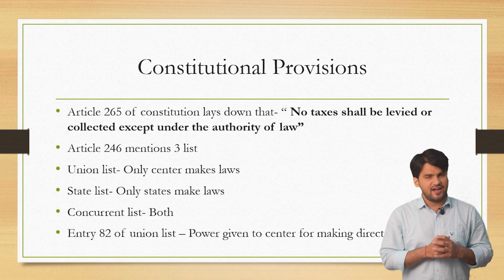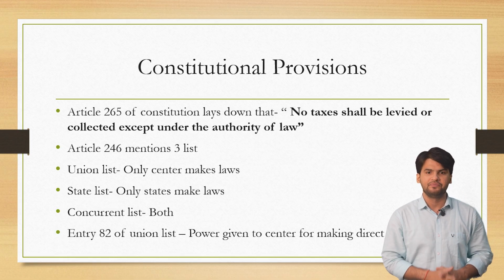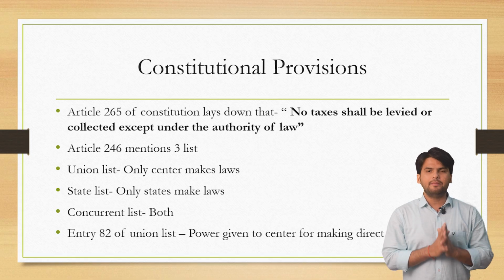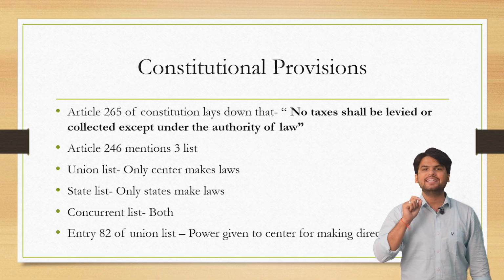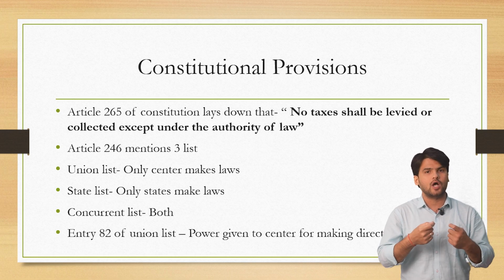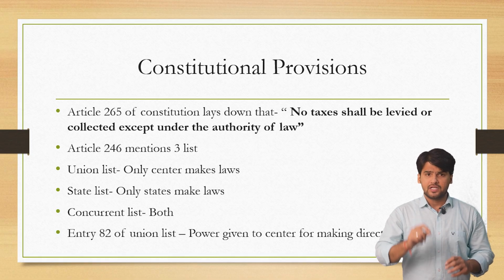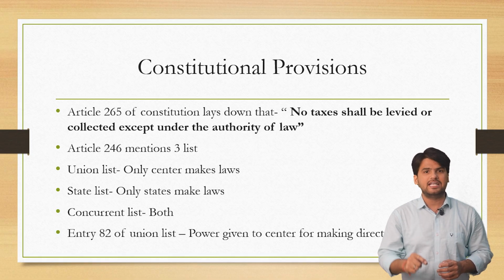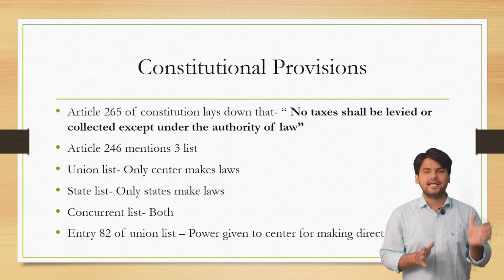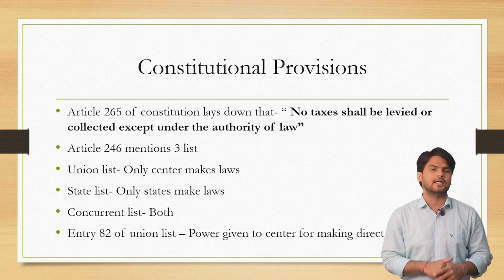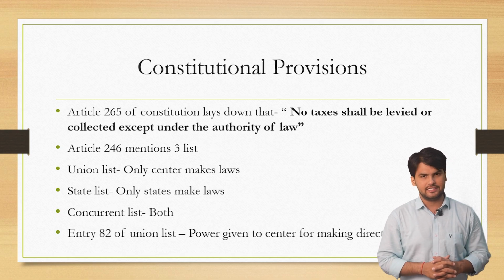Drawing powers from that, friends, we will understand three types of lists that exist under the Constitution. First is the union list. What is the meaning of union list? For all the items mentioned in the union list of the Constitution, only the central government is empowered to make laws and regulations. Second is the state list, which means only the state government will levy taxes on the items mentioned under the state list. And the last is the concurrent list. It means that both central and state governments, in consultation with each other, will make laws on these particular matters. That is the concurrent list.